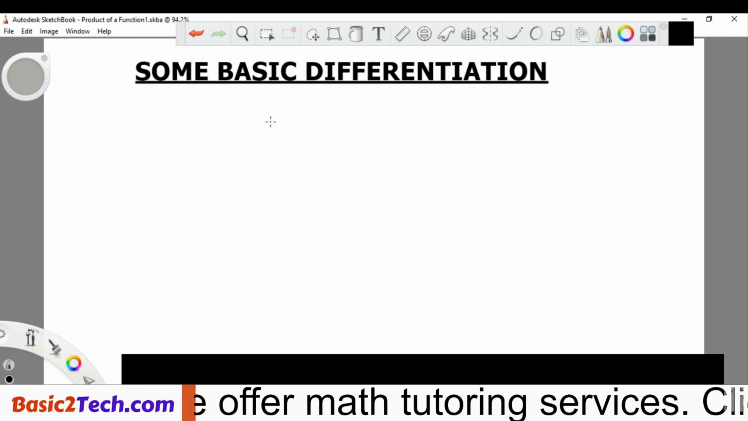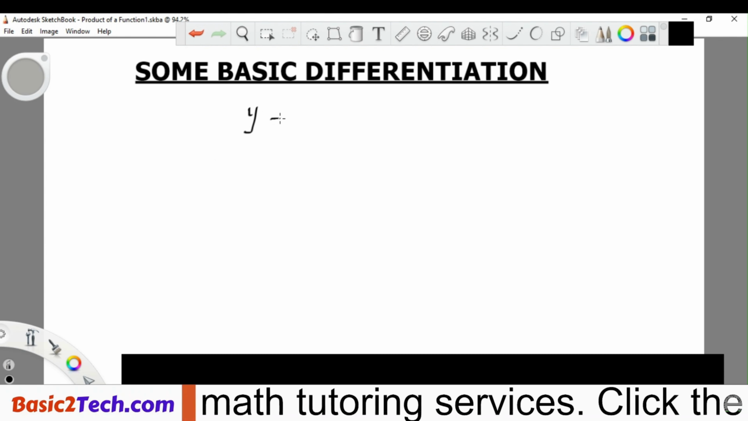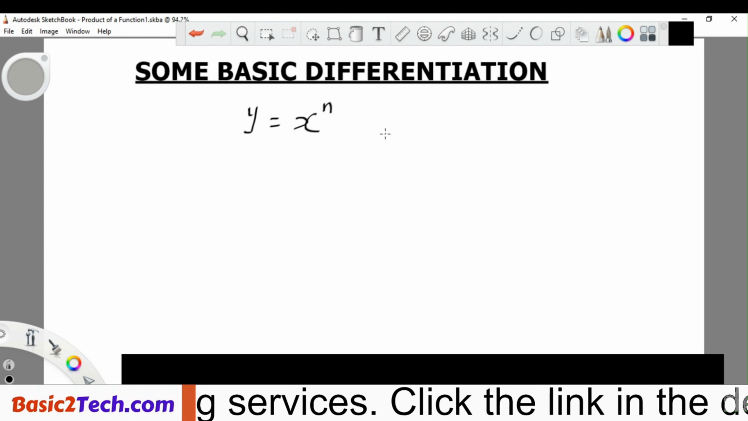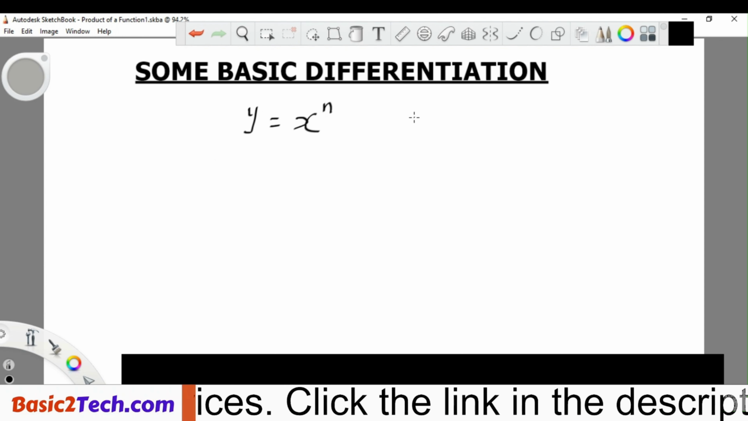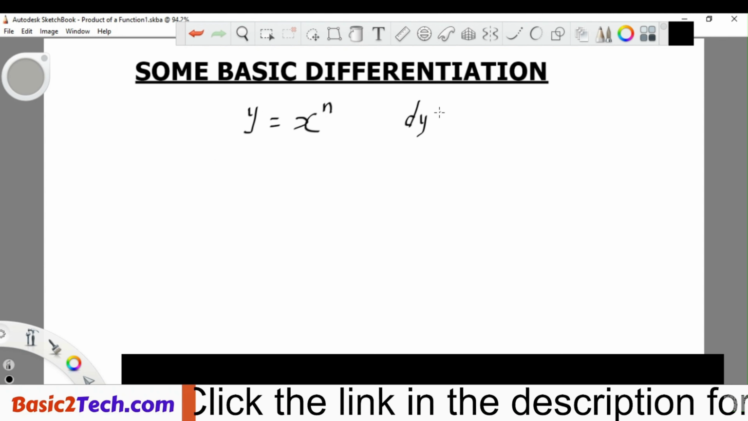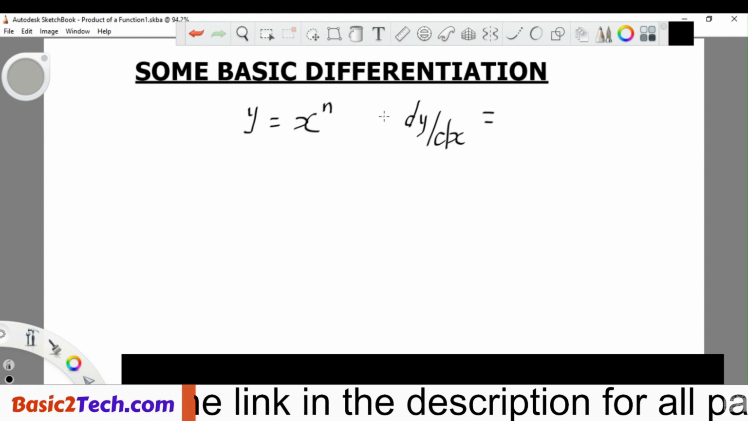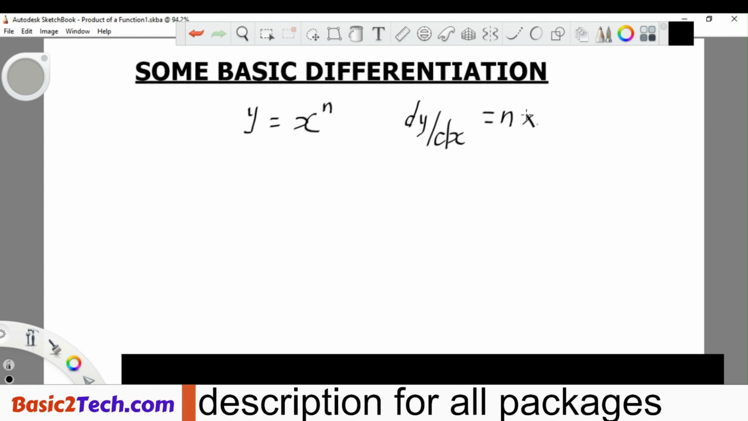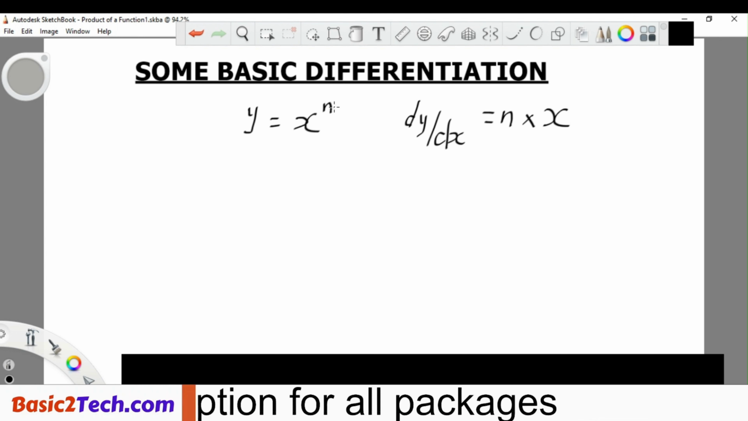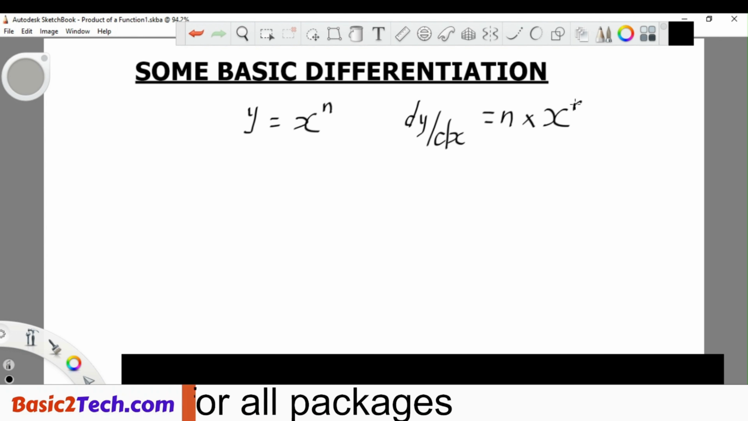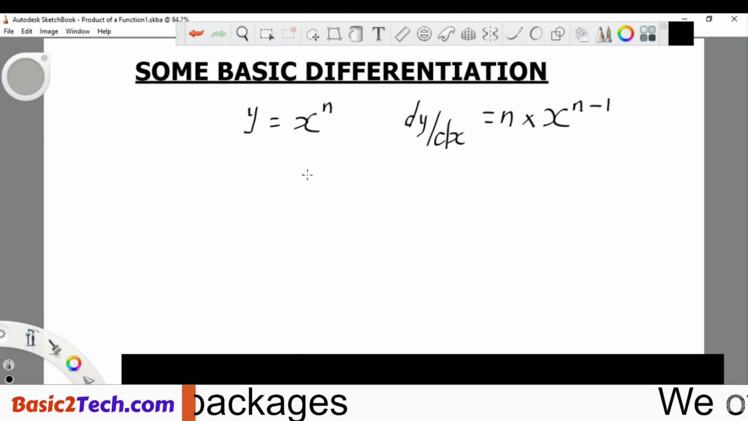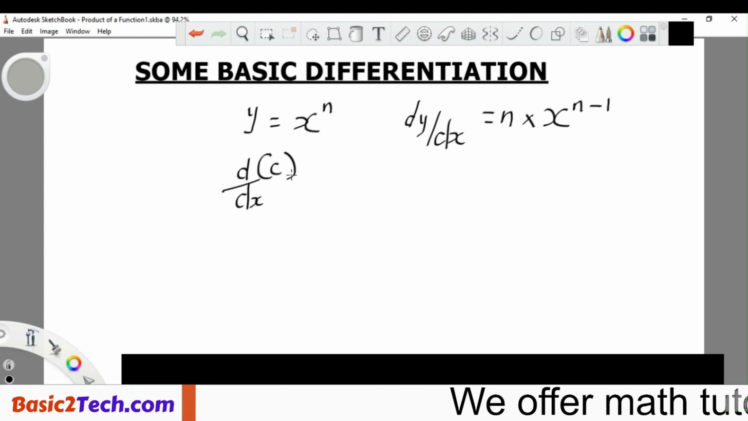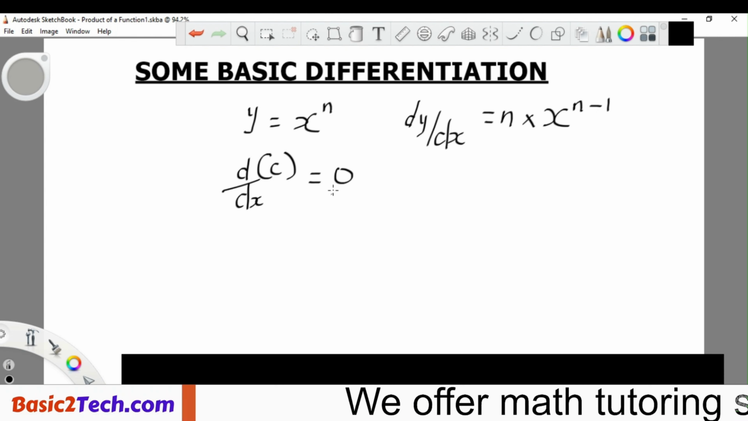Today we're doing product of functions, which is a part of calculus. Before we continue, let's quickly do a recap of some basic differentiation. We know that when we have, for example, y is equal to x to the power n, the formula for differentiation with respect to x is dy/dx is equal to the power multiplied by the function. So we have n times x, then we subtract 1 from the power, so we have n minus 1. Again, when we are differentiating a constant with respect to x, it gives us 0.